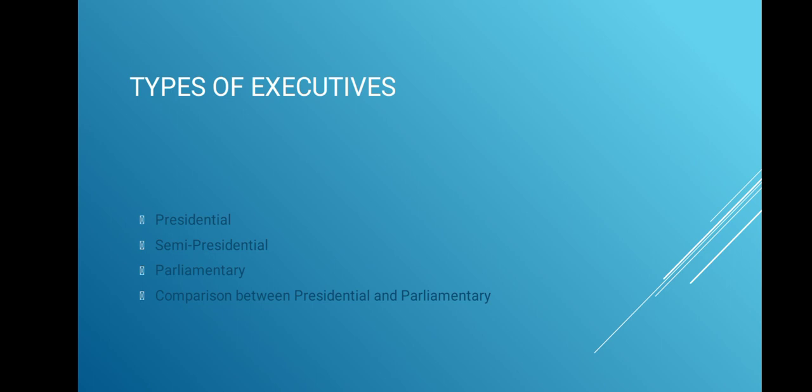Like we studied in the US, this presidential type of government is found, and the president is the head of state as well as the head of government also. The president is directly elected by the people. The people in the US vote for the president in this way.